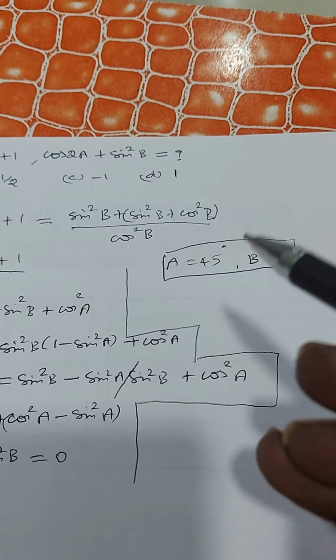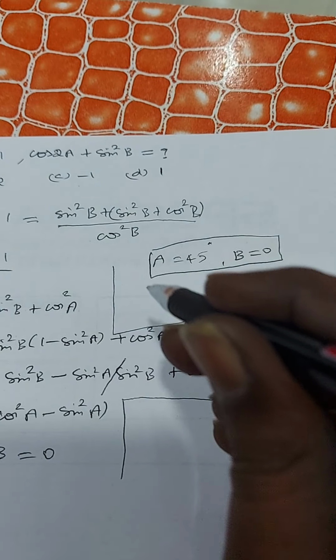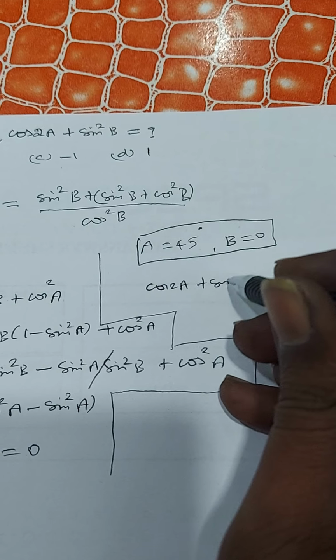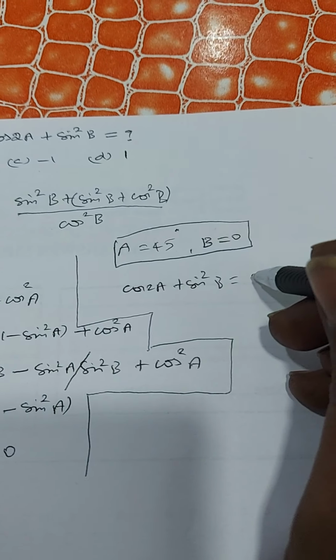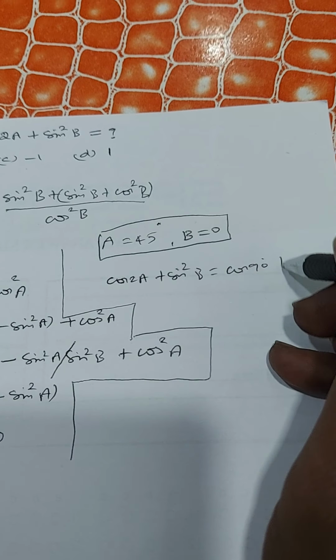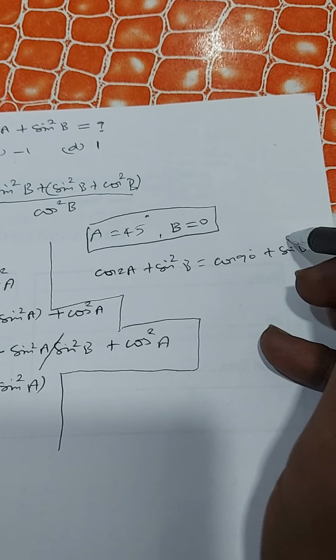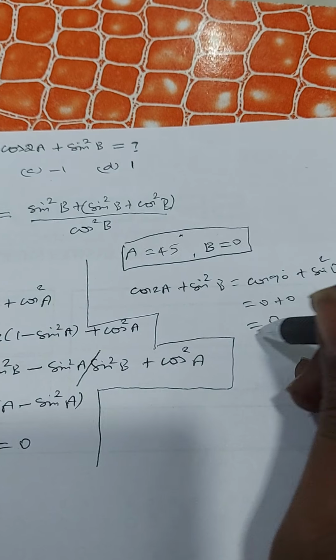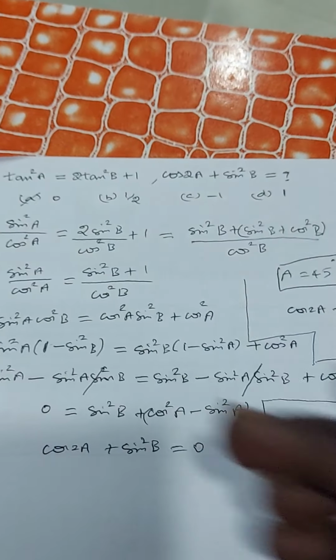Now the same could be applied for our required part. Cos 2A plus sin square B is cos 90 degrees plus sin 0. Cos 90 is 0, sin 0 is 0. So the answer is 0. Through this verification method also we can get the answer. Fine.